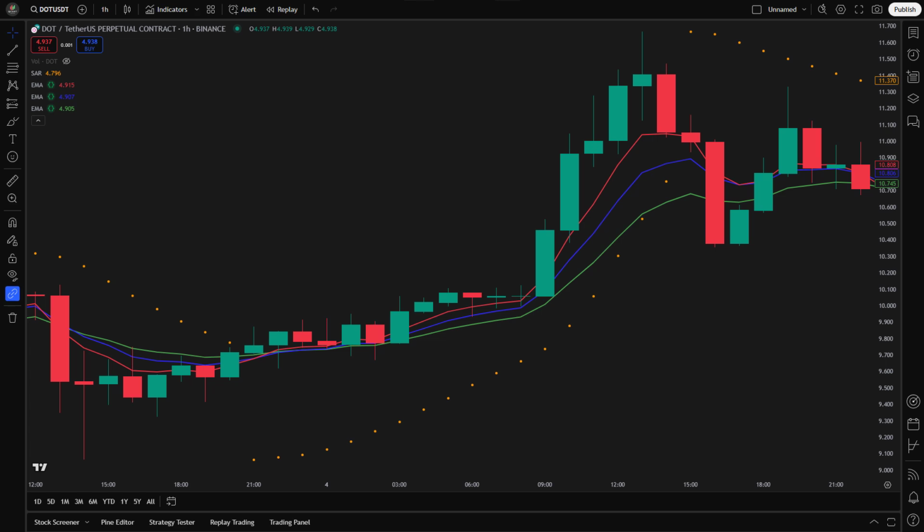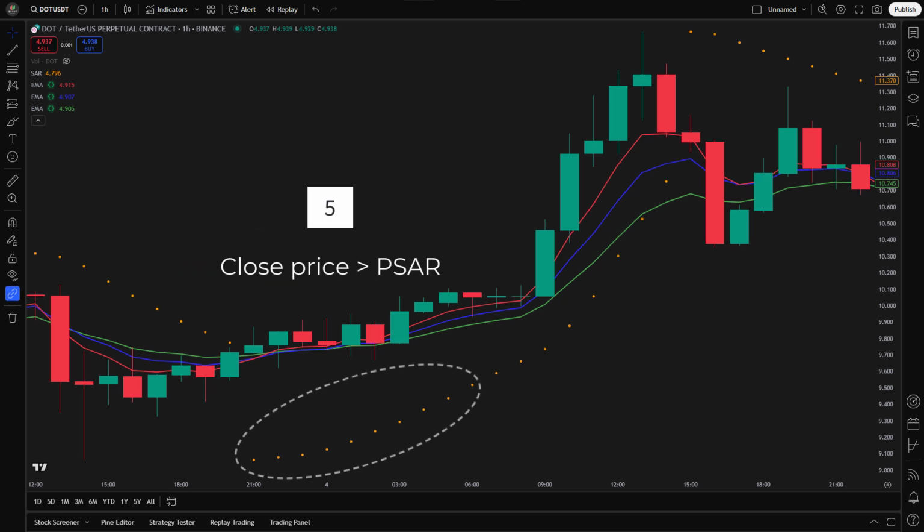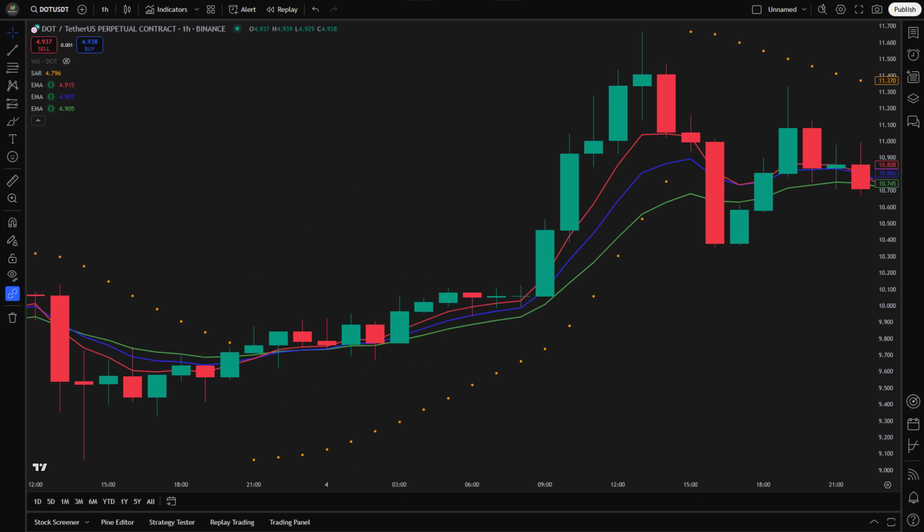To strengthen our signal, we also check a higher time frame. If the 5 EMA greater than 8 EMA greater than 13 EMA condition is also met on the 4-hour time frame, it confirms a broader uptrend, reducing false signals. 5. Close prices above the parabolic SAR. The price must be trading above the SAR dots, further validating the uptrend. Once all conditions are met, we enter the long trade on the next candle.